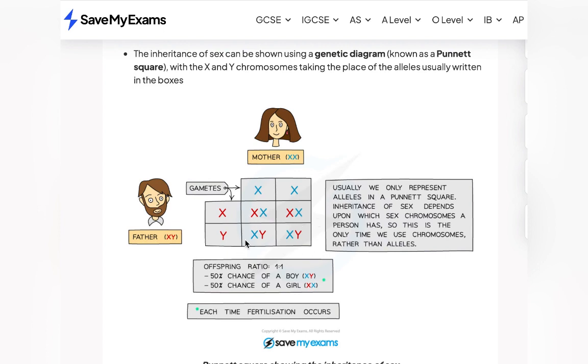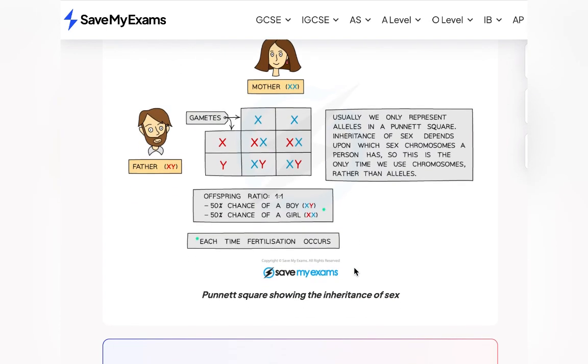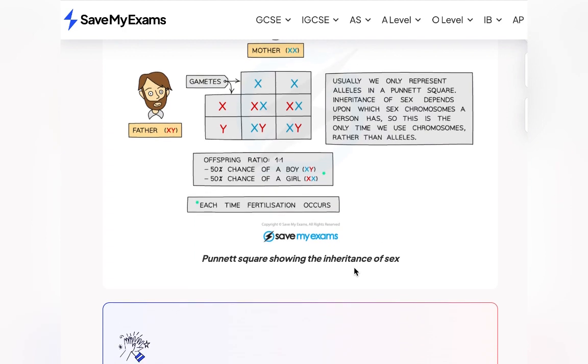Two boys, two girls. That's what you have in this case. This is called a ratio of 1 to 1: 50% chance of a boy and 50% chance of a girl. But this is only in theory. In practice, the case is different.